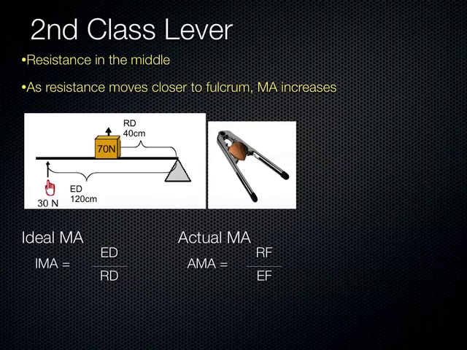The closer the resistance is to the fulcrum, the greater the mechanical advantage. A nutcracker is an example of a second-class lever. You have the fulcrum up here at the pivot. The resistance is this walnut. Effort is where you squeeze the handle together.